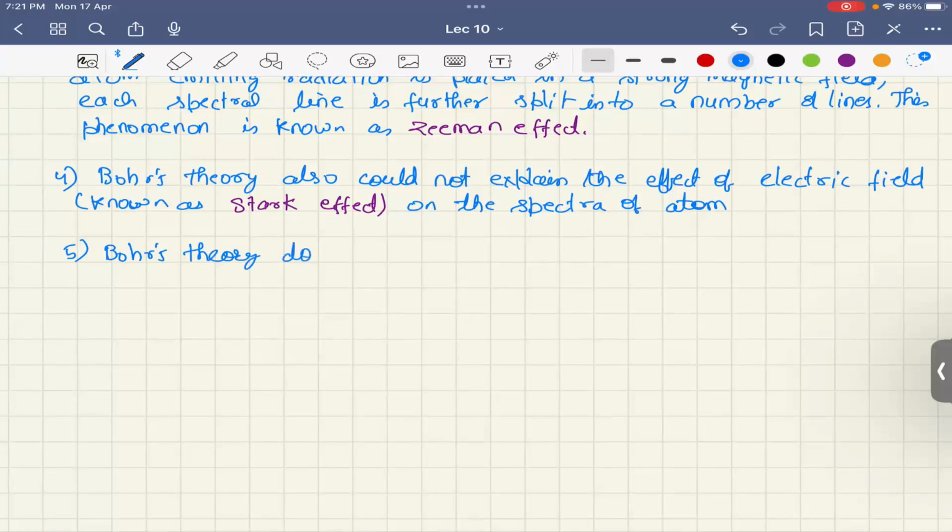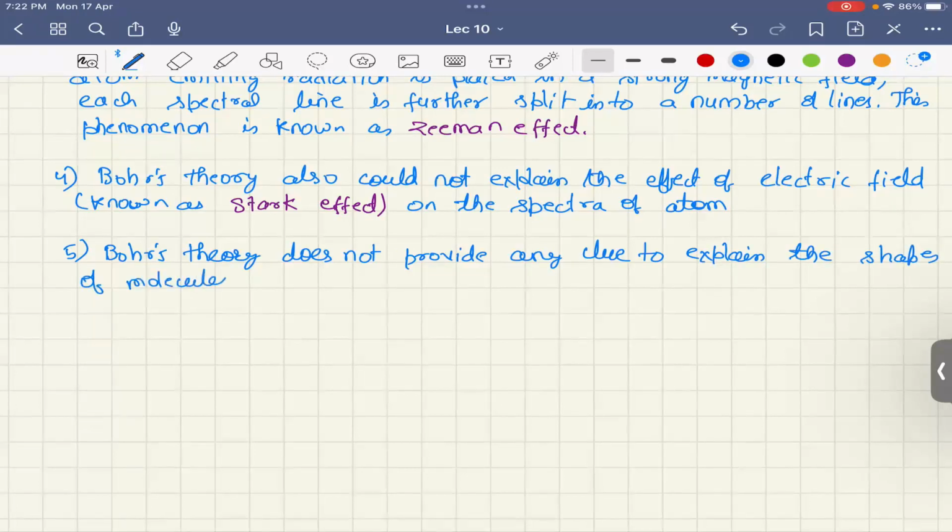Bohr's theory does not provide any clue to explain the shapes of molecules arising out of the directional bonding between atoms.